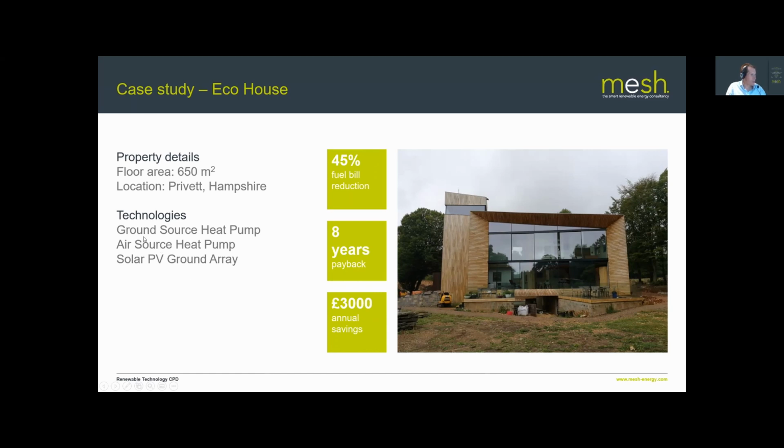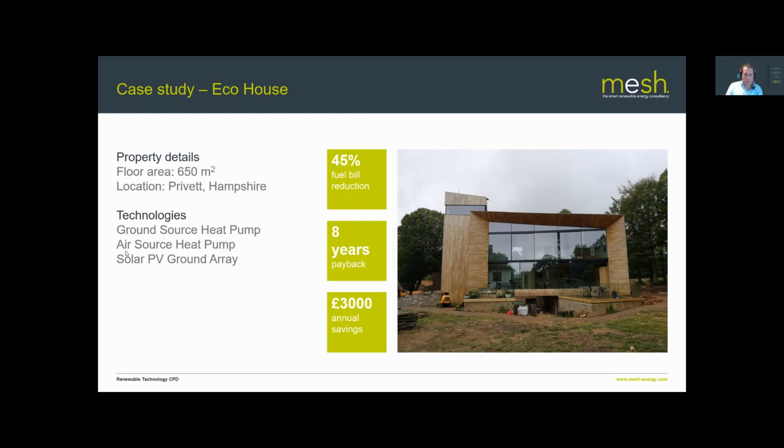So the solution we came up with involved a combination of technologies, and that was a ground source heat pump to produce space heating for the main house. And we chose a ground source heat pump because it would give the best coefficient of performance throughout the year, and especially during the middle of winter, when we thought the majority of the heating would be needed. So that was why we chose a ground source heat pump for the main space heating and domestic hot water.